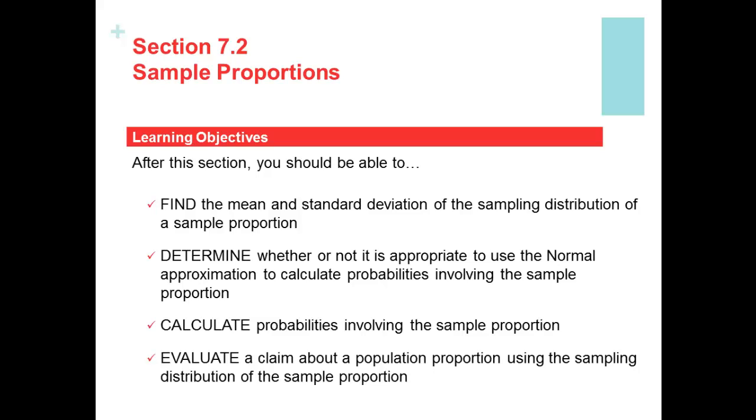It's easy because it's just like normal calculations that we did back in Chapter 2. And evaluate a claim about a population proportion using the sampling distribution of a sample proportion.